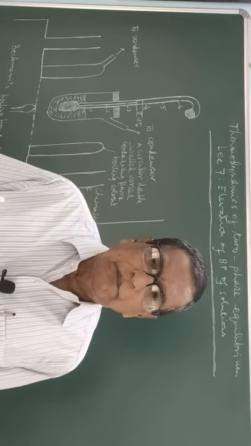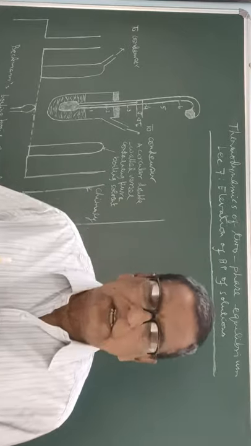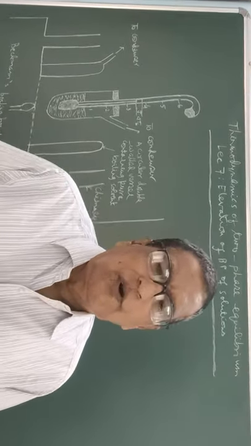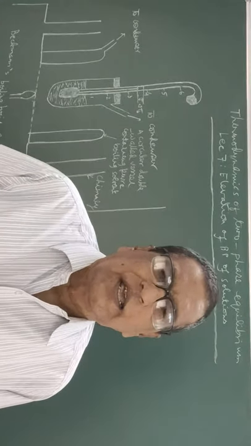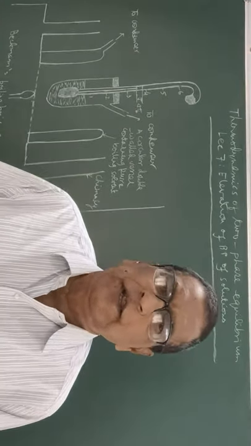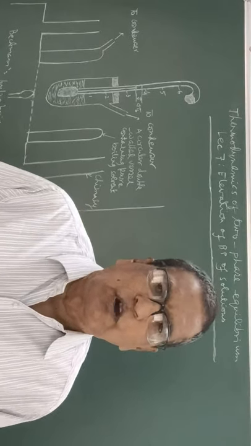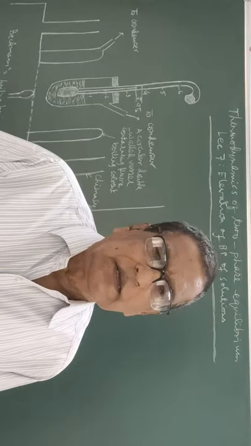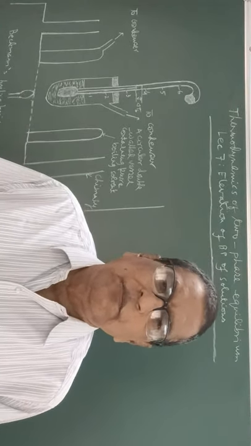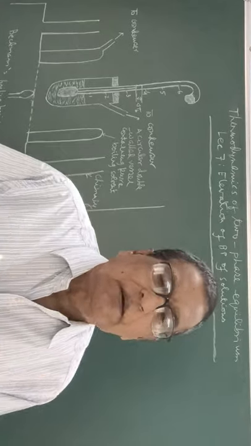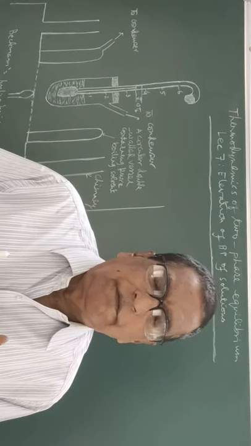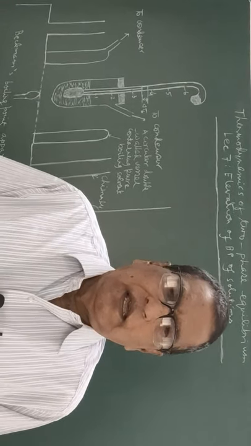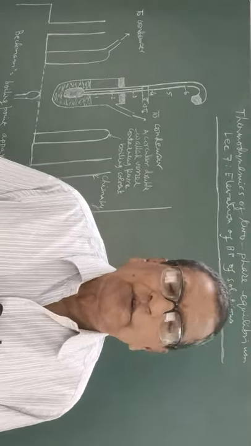After completion of the first colligative property, relative lowering of vapor pressure, now I would like to describe the second colligative property, which is the elevation of boiling point of a solution. Before describing the elevation of boiling point, let me first explain what is meant by the boiling point of a liquid.